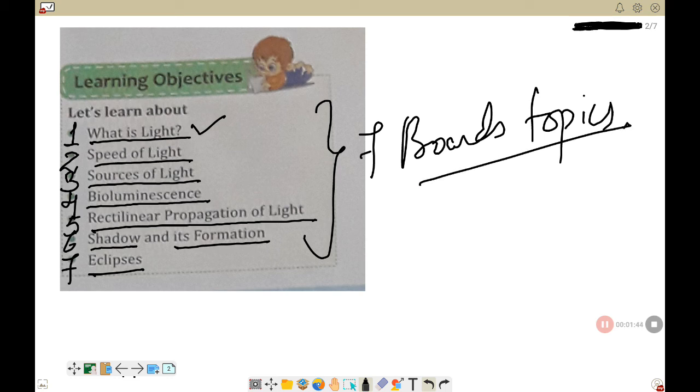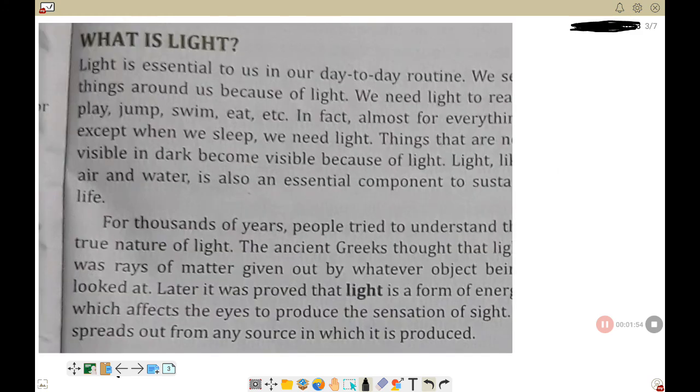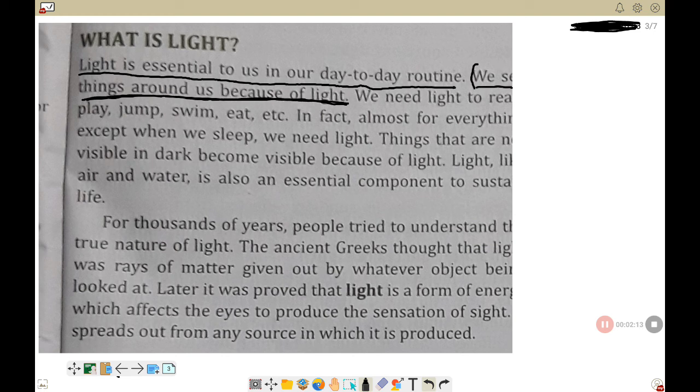Okay, apart from these 7 broad topics, we have many subtopics that we are supposed to discuss here in this chapter. Okay, so now let's begin with the first one, that is what is light. So if you see on your book, the first topic that you have is what is light. Now light is essential to us in our day-to-day routine. All right, so we see things around us because of light. So please underline from here, we see things around us because of light.